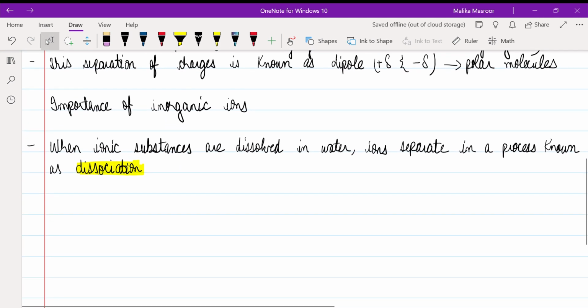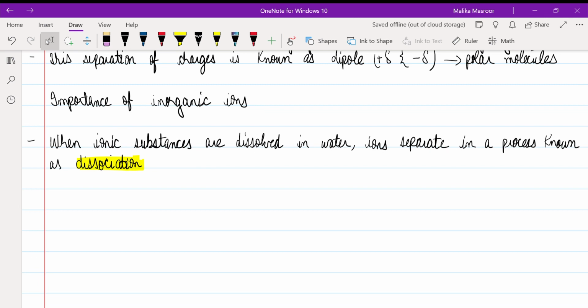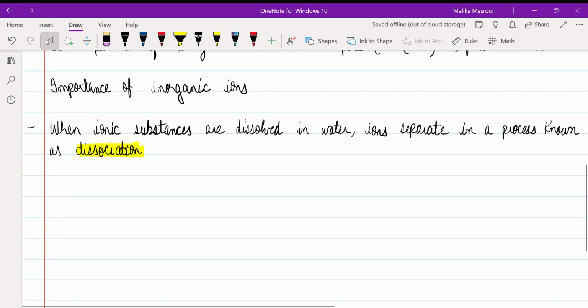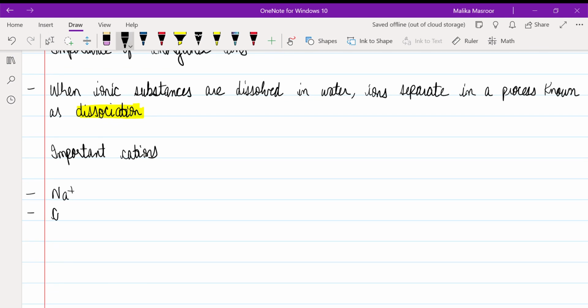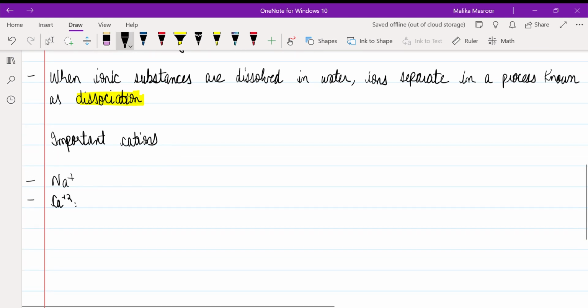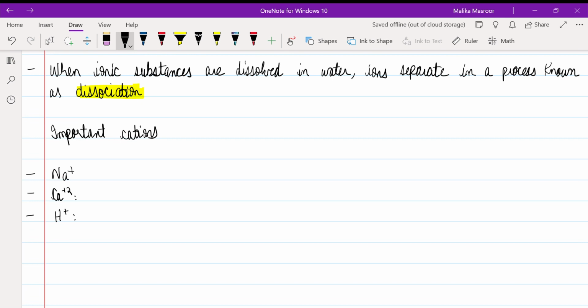Okay. Now when you have different types of ions, you need to classify them into two categories: important cations and important anions. So when I talk about important cations, you have sodium, calcium with their respective charges, hydrogen and magnesium. Is this clear? Right, now let's see the functions very briefly.